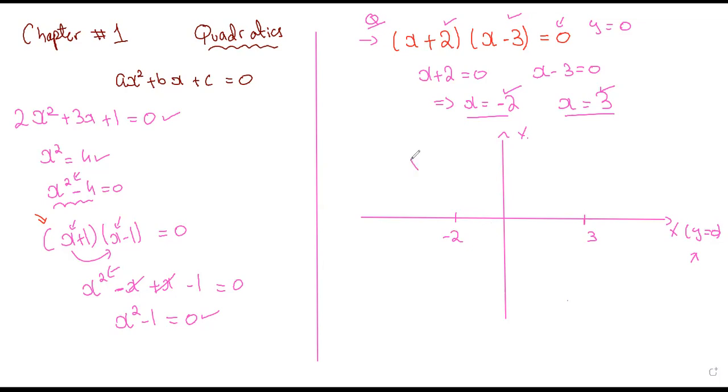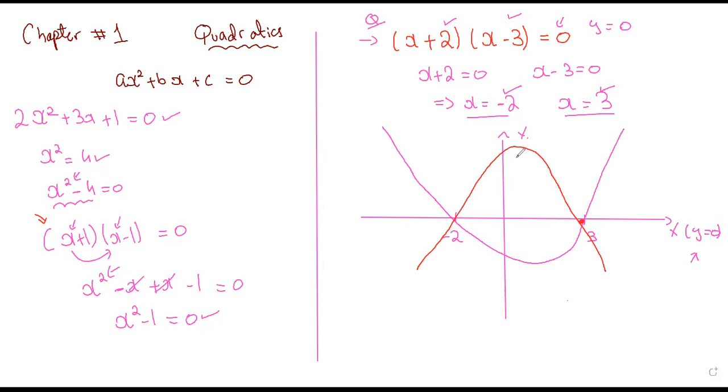So either the shape would be of this type, or it could be that the shape is of this type, right? How do we determine that? Just know that it would be passing through 3, okay?